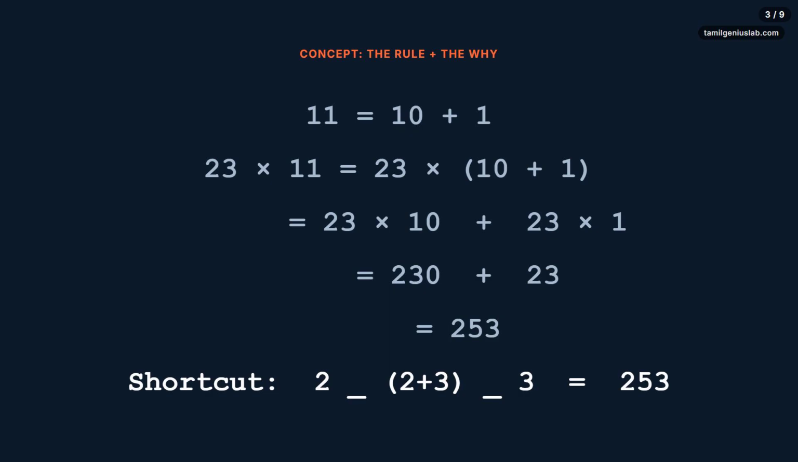We call it the neighbor sum rule. Every new middle digit is what its two neighbors add up to. Boom. 11 is 10 plus 1. The trick is just place value addition with a shortcut name.